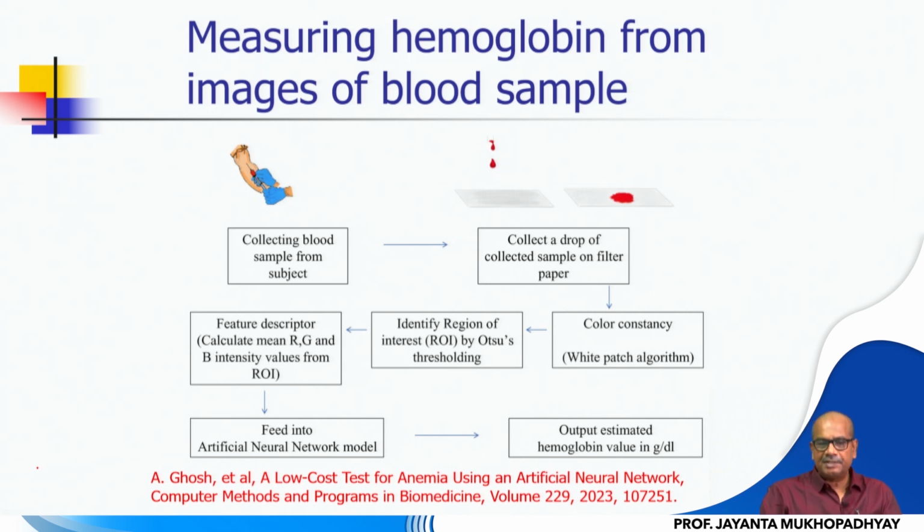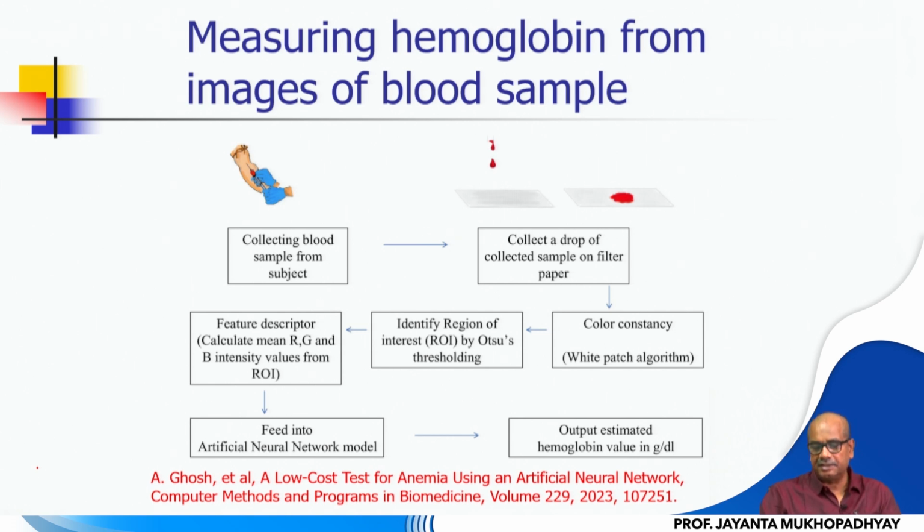So, the steps are like you collect a blood sample from a subject and then collect a drop of the collected sample on filter paper, and then you do image processing, because you see that color is important information. The blood is red, and the saturation and hue of that color should be related to your sample, even the intensities also. So, first we do some color corrections for normalization.